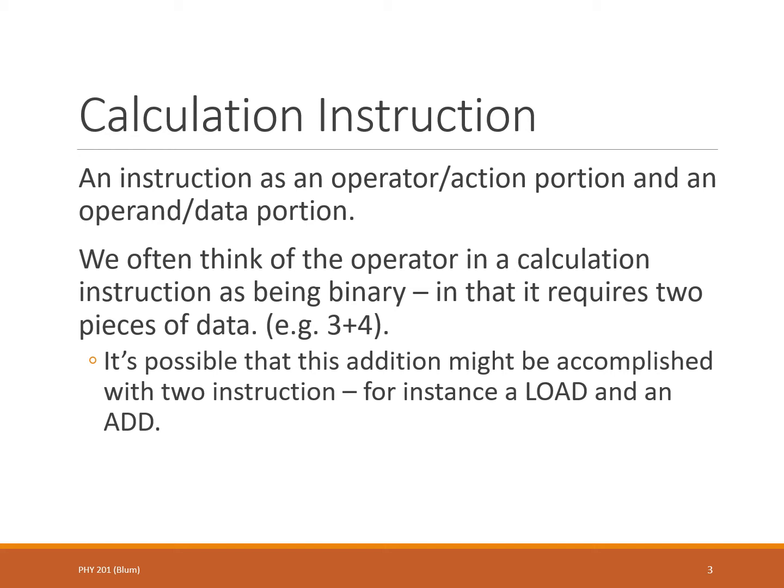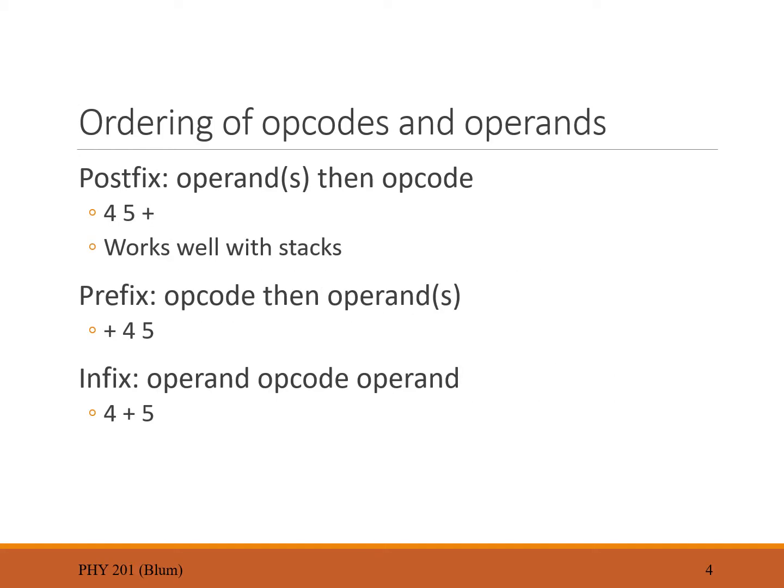But we know that it's possible that we might go to an even lower level where the actual instruction might take one piece of data at a time and break addition down into two instructions. One will be to load the first number, and then the second instruction of add will add the second number to it. But we're going to work at this binary operator level, and so we're going to think of our instructions as having an action and two pieces of data, two operands. Instead of just operator or operation, another term is opcode, the code for the operation.